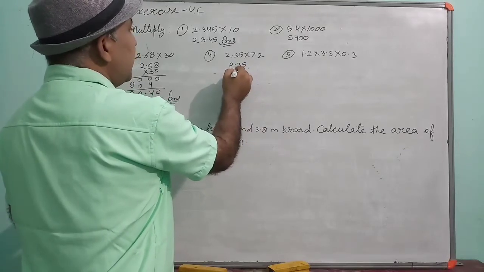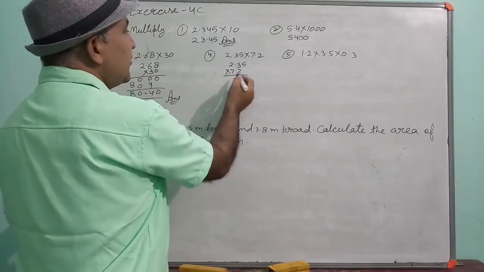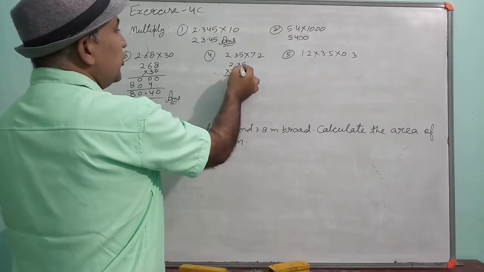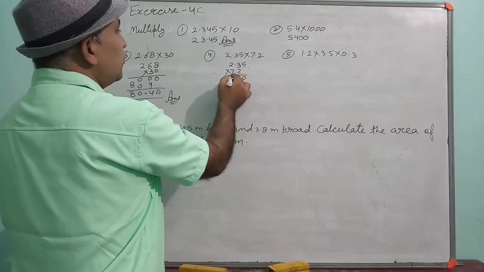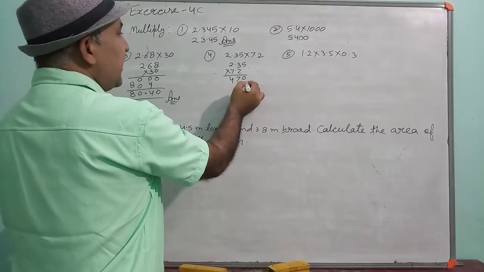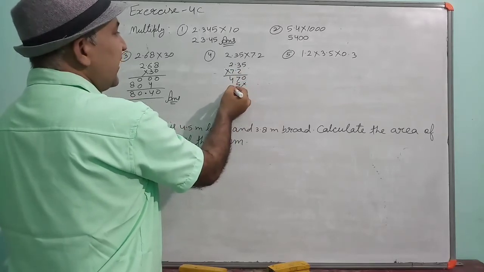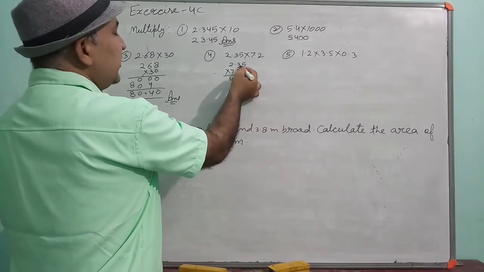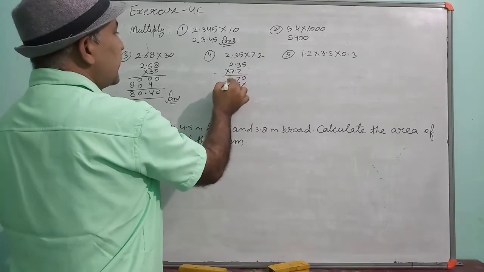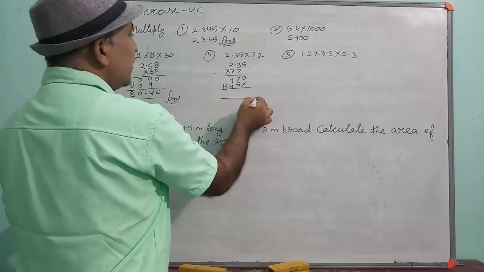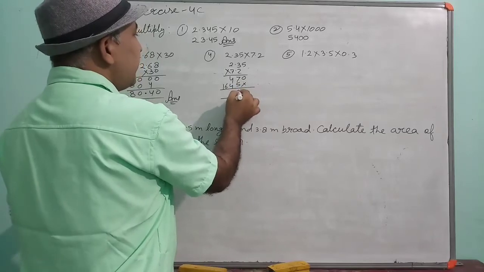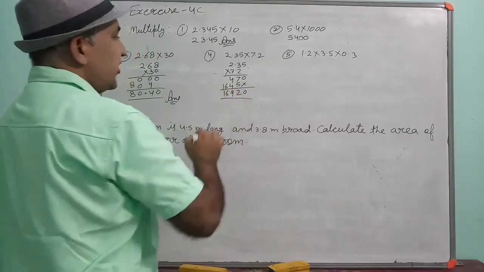Same do here also. 2.35 is multiplied by 7.2. 2 is multiplied by 5. 2 into 5 is 10. 2 into 3 is 6, 6 plus 1, 7. 2 into 2 is 4. Don't put the decimal here. Now 7 is multiplied by 5. 7 into 5, 35, 3 carry on. 7 into 3, 21, 21 plus 3, 24, 2 carry on. 7 into 2, 14, plus 2, 16. Okay, simple multiplication you have done here.